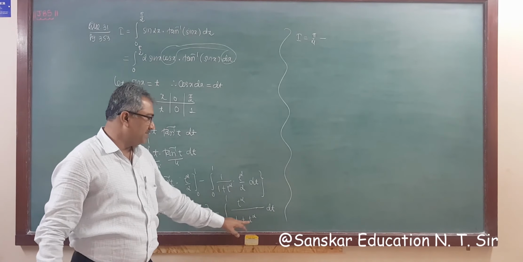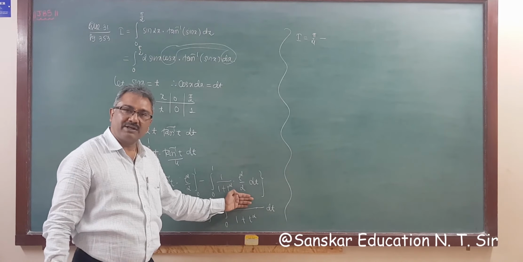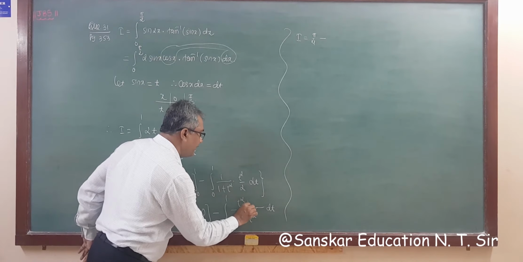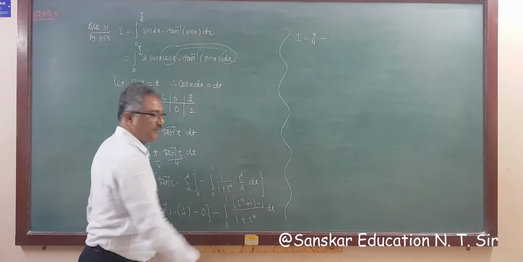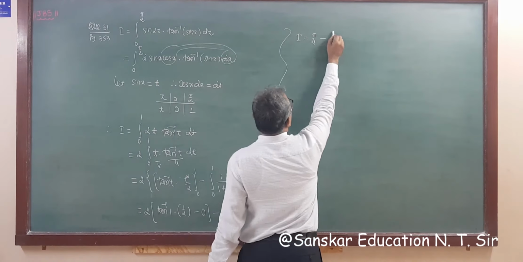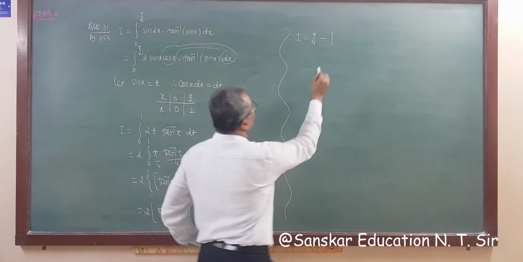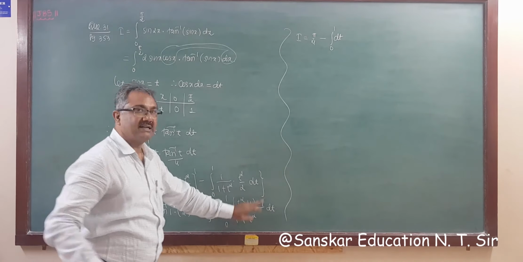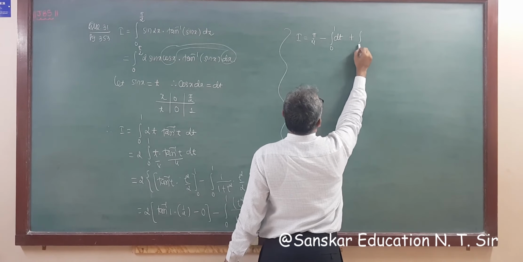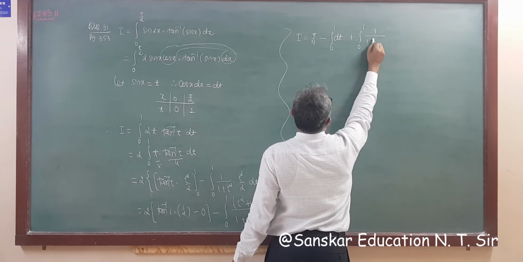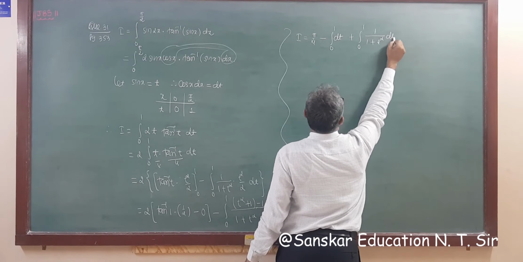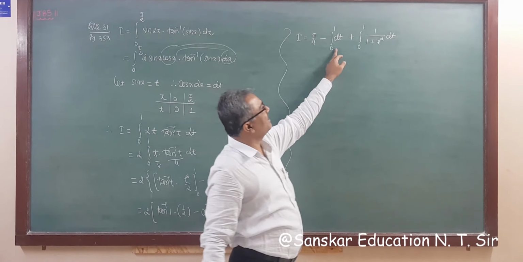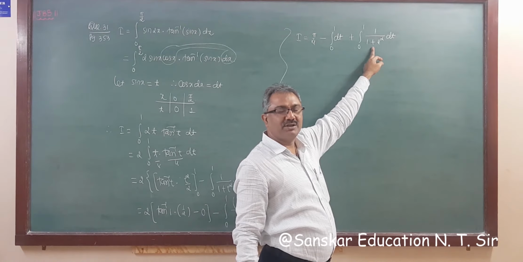Now this is 1 plus t square. If there is no t square, then this is a formula for tan inverse, but there is a t square, so nothing we can do. So adding 1 and subtracting 1 and bifurcating, we get minus integration 0 to 1 dt, minus minus plus. So plus integration 0 to 1 1 upon 1 plus t square dt. Got it? So now this is simple integration, and integration of this is tan inverse t, that you know, right?